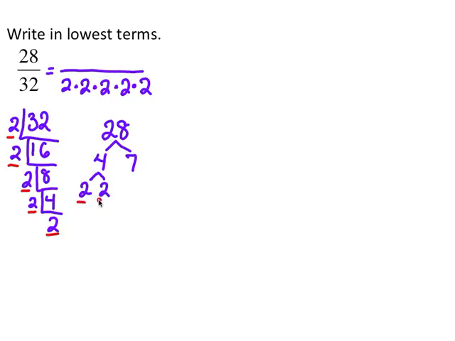So you just keep breaking up each of those until you only have prime numbers left. And for this one, you look at the ends of all the branches. So the 2 2's and the 7. And those are the numbers that we'll put here. 2 times 2 times 7 gives us 28.